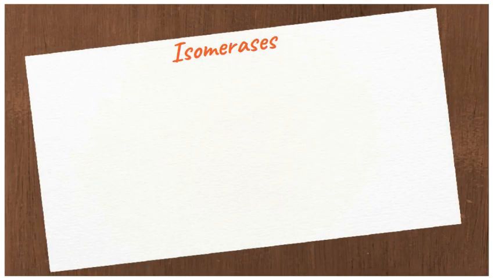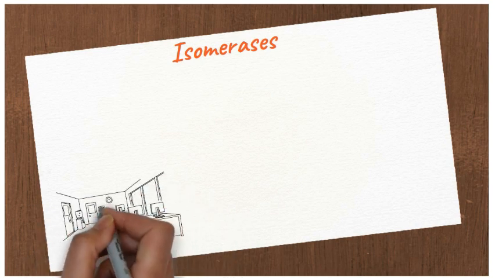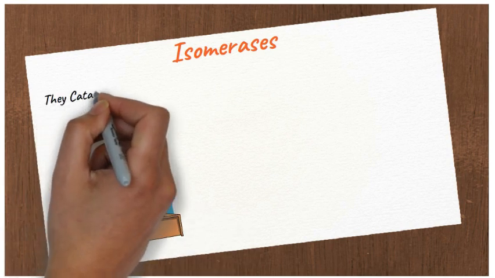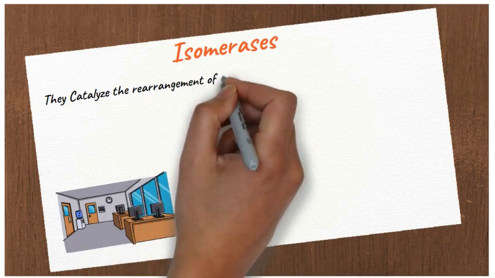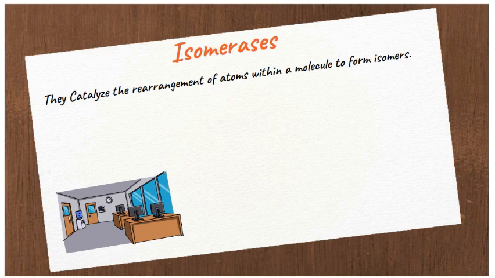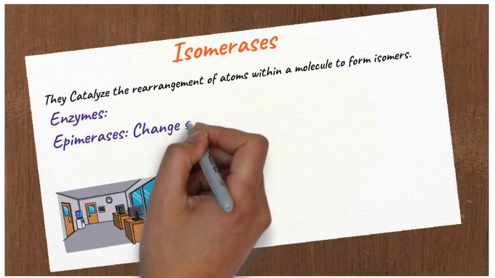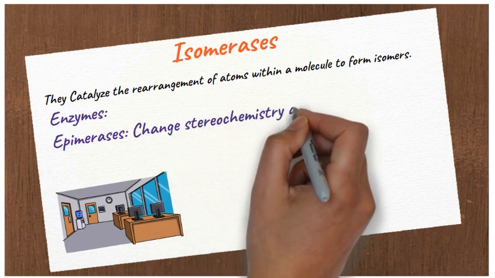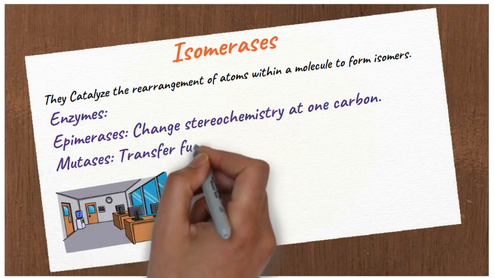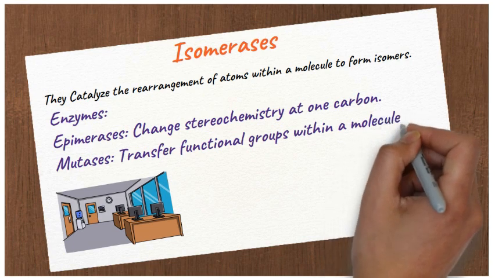Isomerases. Have you ever rearranged your furniture to make your room look better? That is what isomerases do, but with molecules. They catalyze the rearrangement of atoms within a molecule to form isomers. We can find enzymes like epimerases and mutases in this group. Epimerases change stereochemistry at one carbon. Mutases transfer functional groups within a molecule.